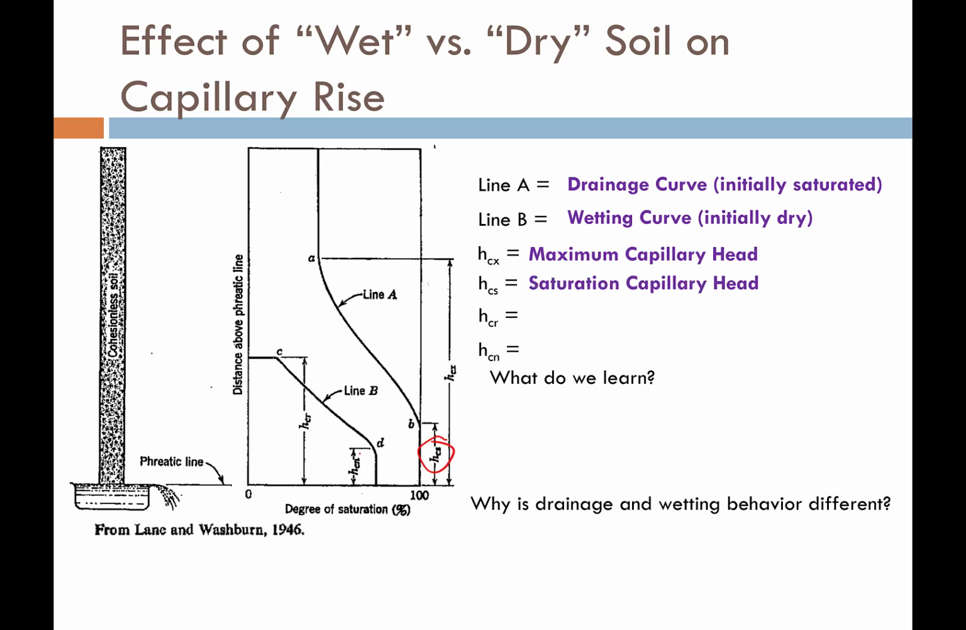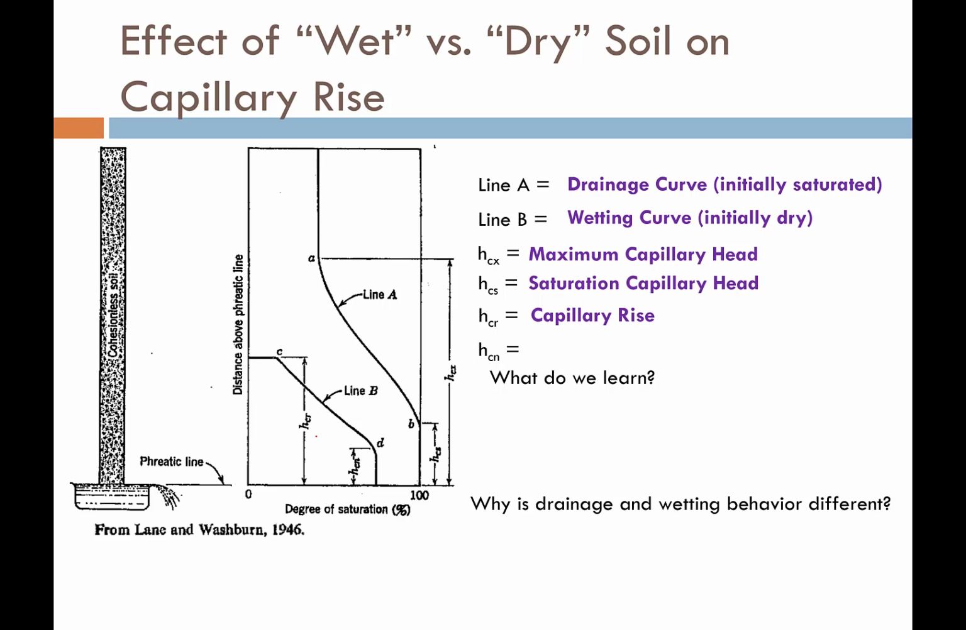HCS, right there, is called the saturation capillary head. Now, notice that we have 100 degrees saturation for the drainage curve. HCR, right here, this is the peak of the wetting curve. This represents capillary rise, and it's the minimum height that capillary rise will occur in the soil.